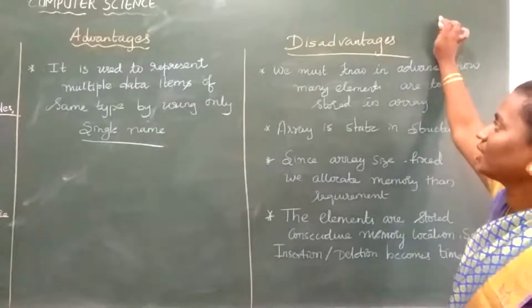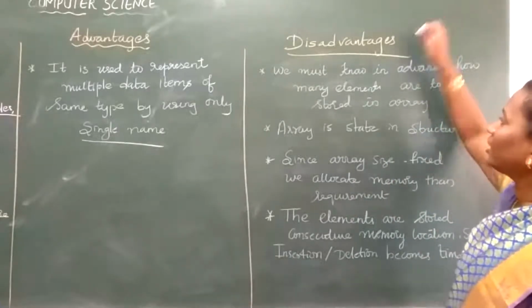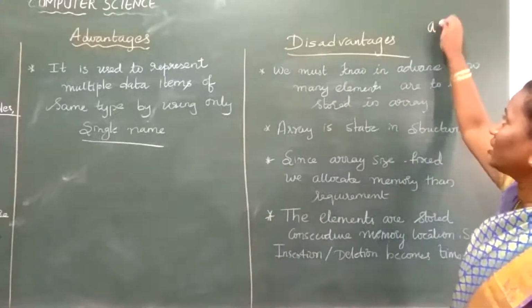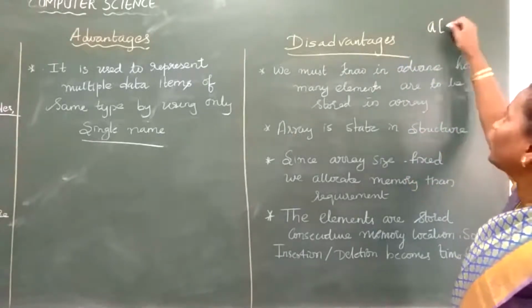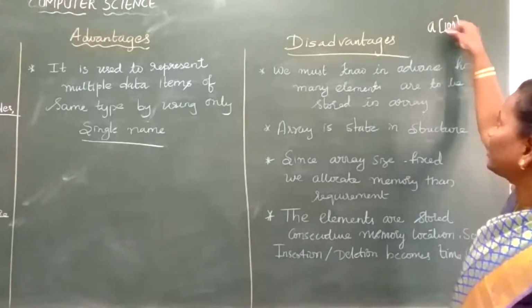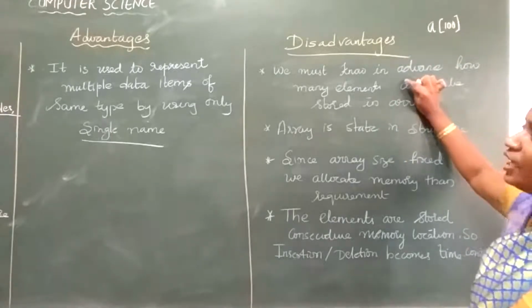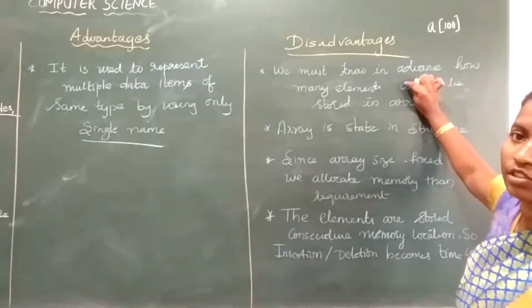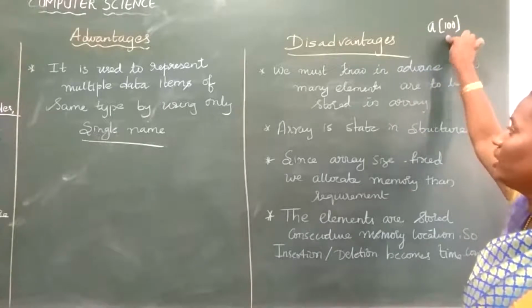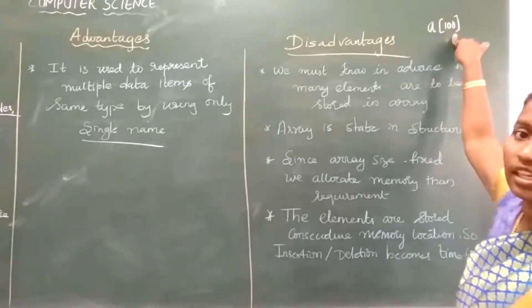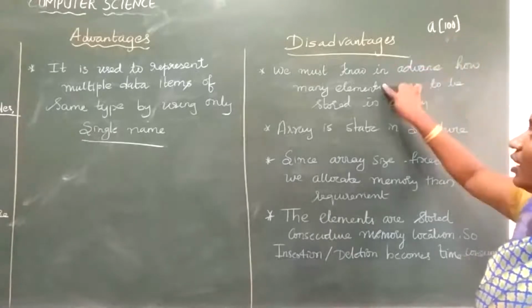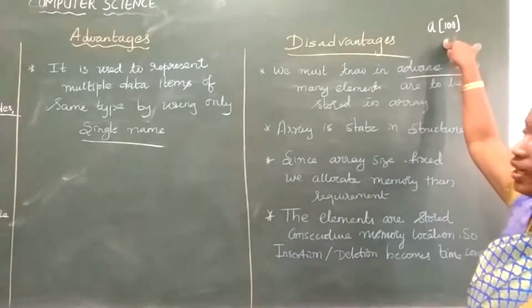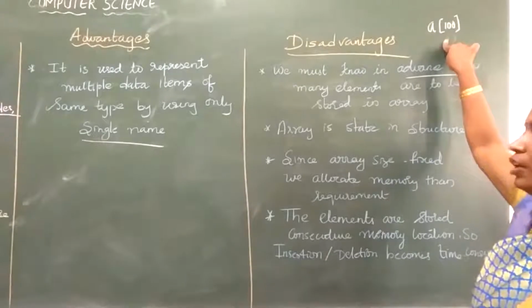Okay, next we will discuss the disadvantages. The first disadvantage is that when you want to use an array, in the declaration part, suppose I declare my array size as 100. Initially you need to know how many array elements you are going to store. So in advance we need to know the array size, and initially we are reserving the space in memory. So this is one disadvantage.